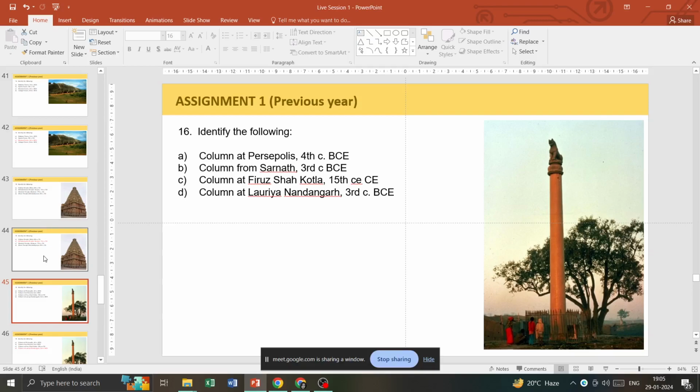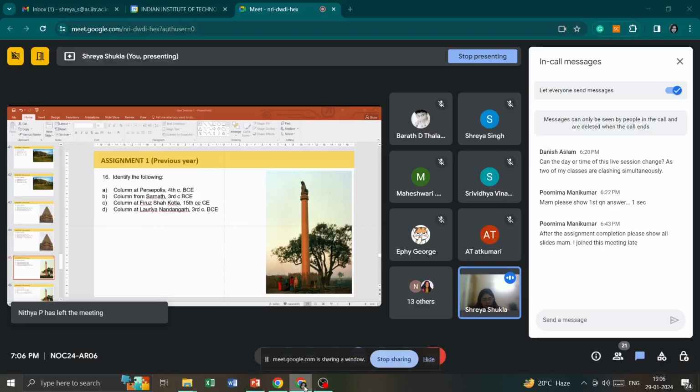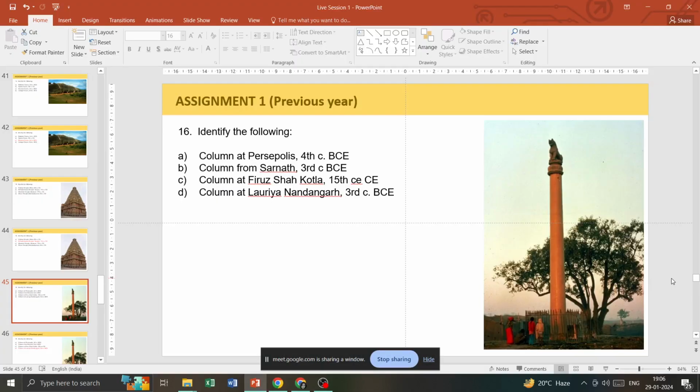There is this picture of an Ashokan pillar added, and then you have been asked to identify the following picture. Is it a column at Persepolis, 4th century BCE, column from Sarnath, 3rd century BCE, column at Firoz Shah Kotla, 15th century CE, or column at Lauria Nandangarh, 3rd century BCE? This is actually the column at Lauria Nandangarh, 3rd century BCE.